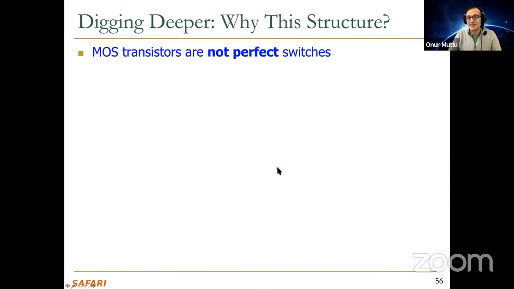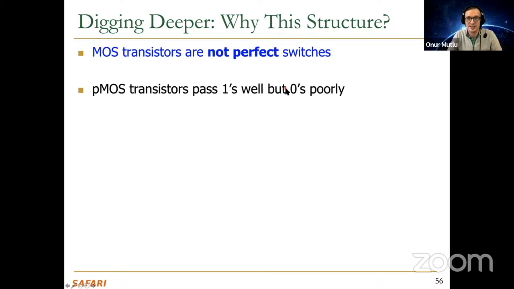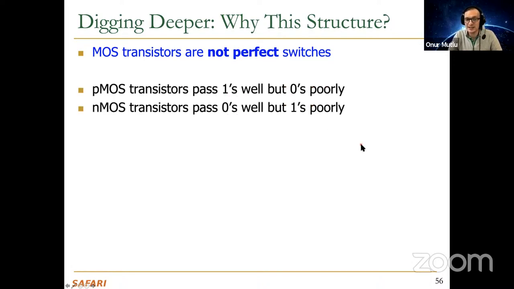Okay, so why this structure? Basically, let's dig a little bit deeper. I've said take my word for it so far, but essentially this structure, PMOS pull-up and NMOS pull-down, is that way because most transistors are not perfect switches. PMOS transistors pass ones well, but zeros poorly, whereas NMOS transistors pass zeros well, but ones poorly. Basically, one of them is good at conducting electrons, and the other is not good at conducting electrons. It's better at conducting holes, for example. As a result, you have this structure.